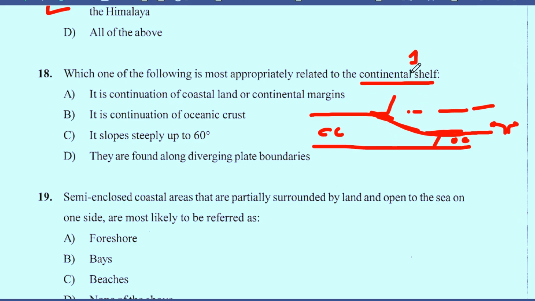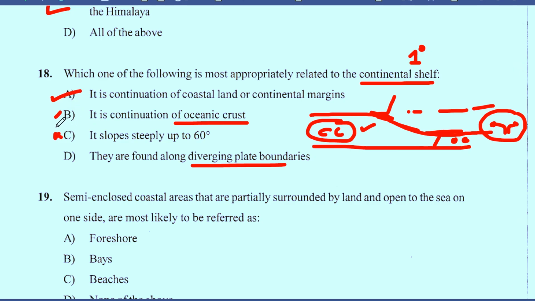Continental shelf has a slope of 1 degree. Always remember this. So this option is going to be wrong. They are formed at divergent plate boundaries? No, divergent boundary is where the mid-oceanic ridge is formed. These are passive margins. Continental shelves are formed at passive margins. And is it a continuation of oceanic crust? No, it is a continuation of continental crust, not oceanic crust. So our right answer is this. All others are wrong.